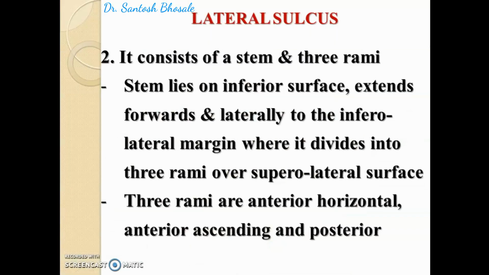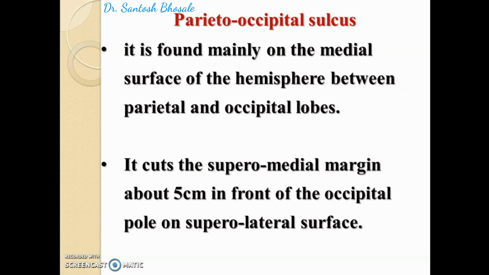And coming to the lateral sulcus, it consists of a stem and 3 rami. The stem lies on the inferior surface. It extends forwards and laterally from that surface along the infralateral margin, and it divides into 3 rami over the superolateral surface. The 3 rami are anterior horizontal, anterior ascending, and posterior. Between the anterior horizontal and anterior ascending, you will see pars orbicularis and pars posterior.